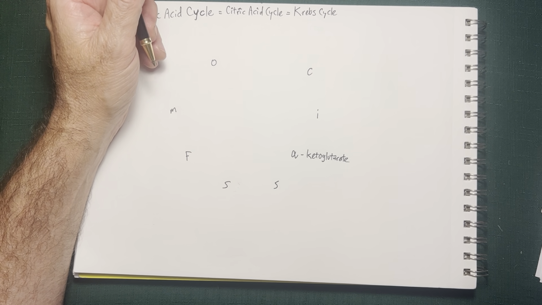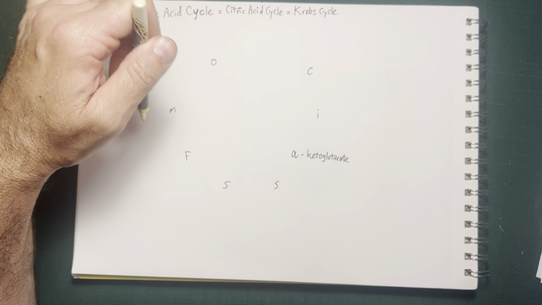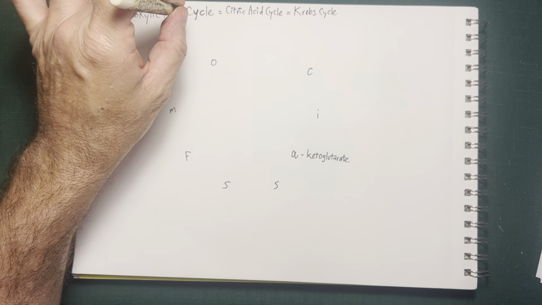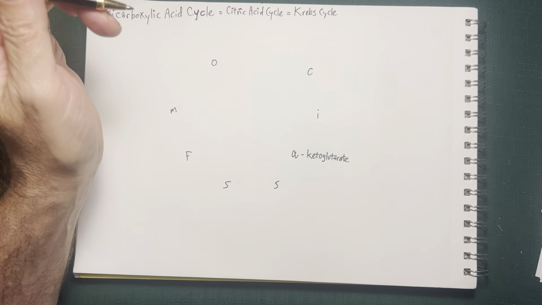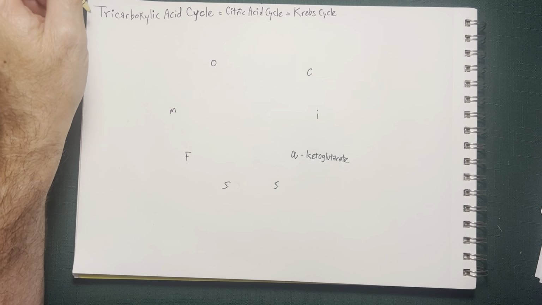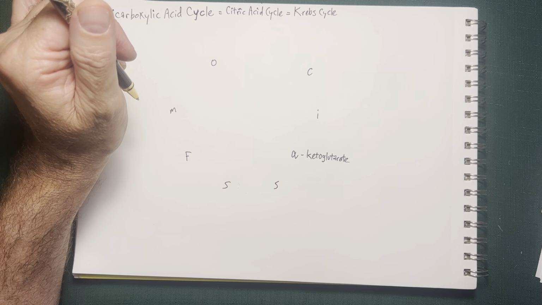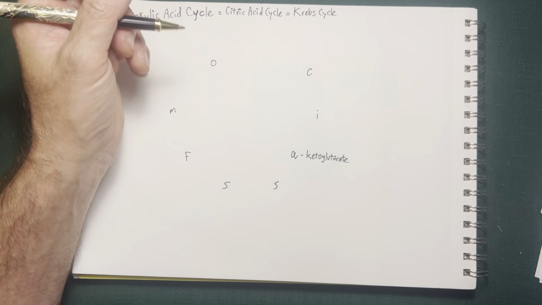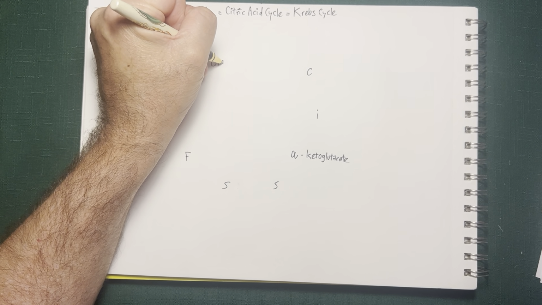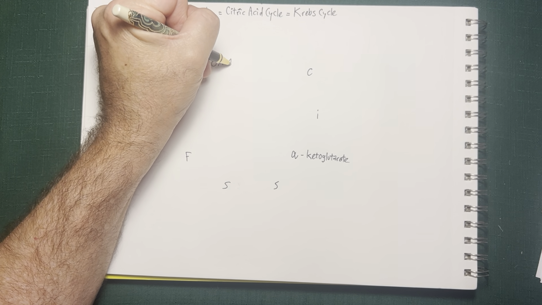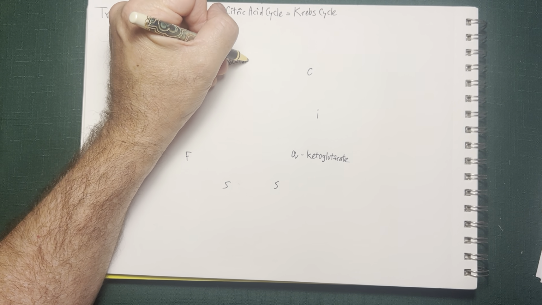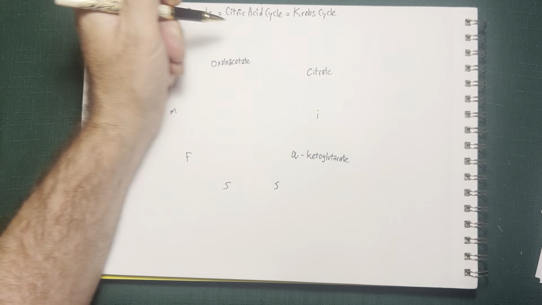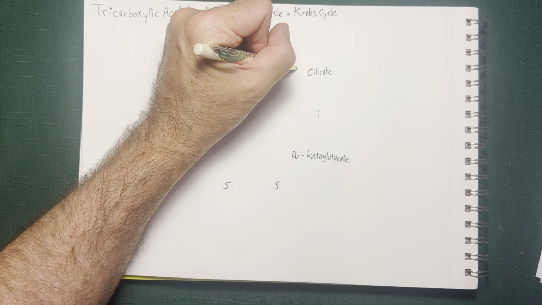I also draw it in this orientation because I remember where different outputs from the citric acid cycle or the tricarboxylic acid cycle are found using an analogy: it looks kind of like the face of a clock. Okay, so I'm going to start with oxaloacetate, and that's going to get converted into citrate.